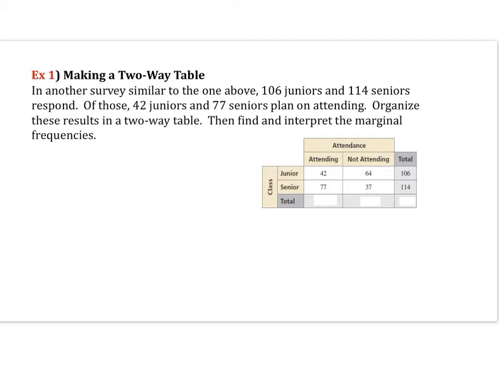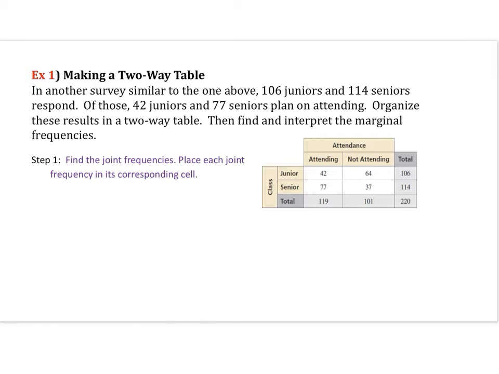Then we can go along each column and add up our totals. So the total juniors and seniors attending is 119. And then our total juniors and seniors not attending is 101. And then for the total column and total row, it should match at 220.